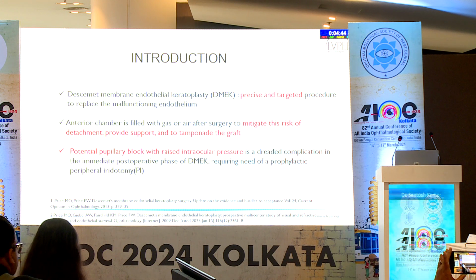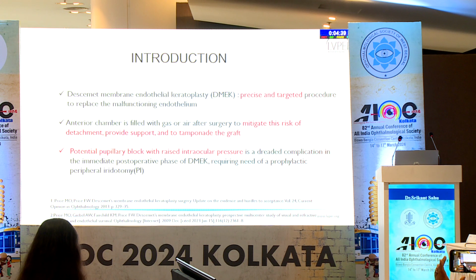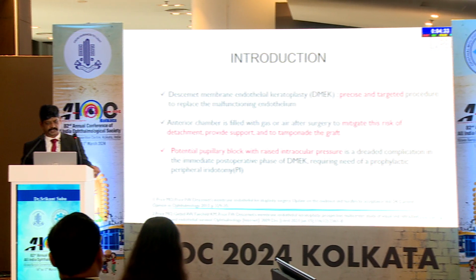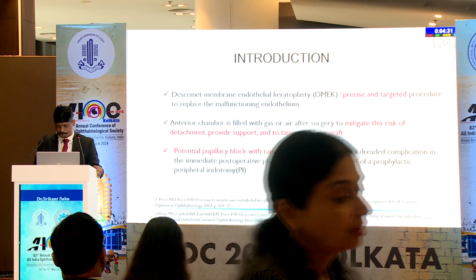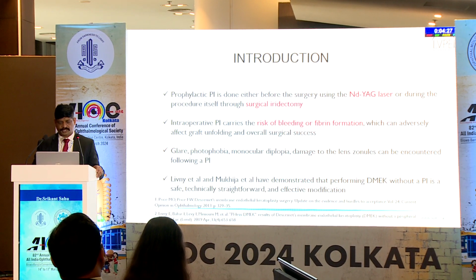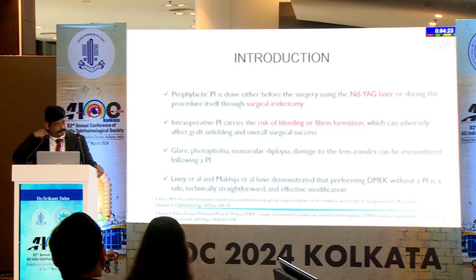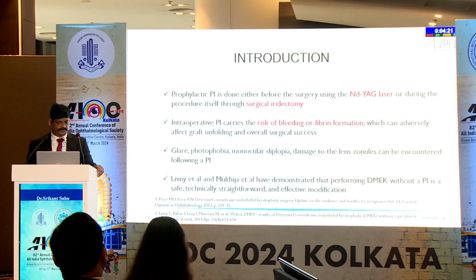To put the scroll in place, we put an air bubble so that it gives a tamponade for graft detachment. But it has its own drawbacks. It leads to pupillary block in some cases, with a raised IOP. So to prevent that, we normally do a PI, as used to be done. This PI could be done by YAG or during surgery, most often during surgery.